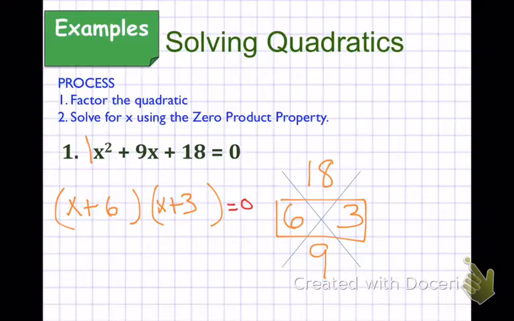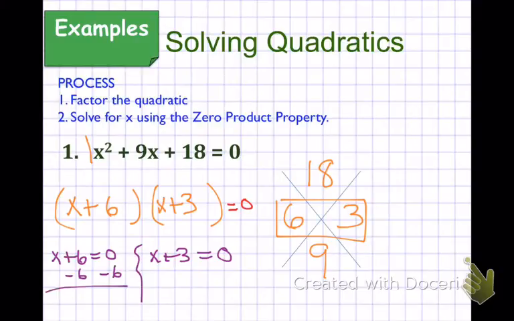Now, since this is an equation, we go ahead and solve it, which means I'm going to set up 2 individual equations using the zero product property. Either the first factor, x plus 6, is 0, or the second factor, x plus 3, is equal to 0. One of them has to be equal to 0 in order for this equation to equal 0. So let's go ahead and solve each one individually. Subtract 6 on both sides. x is equal to negative 6. Solve the other equation. x is equal to negative 3.